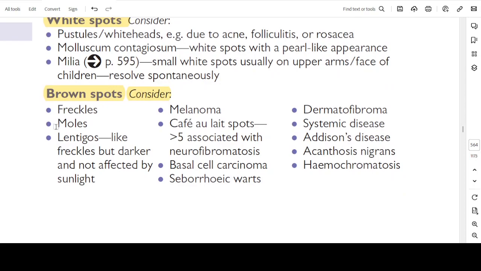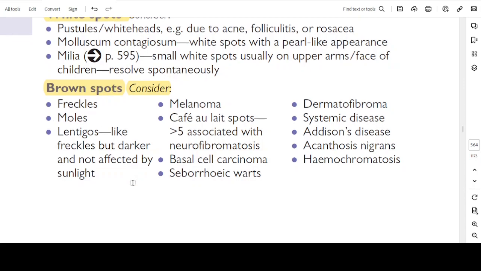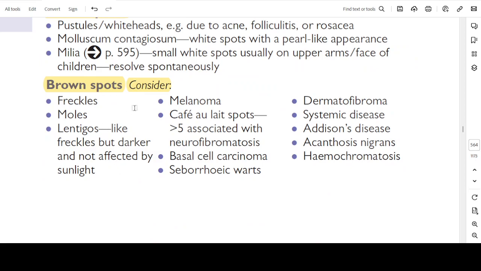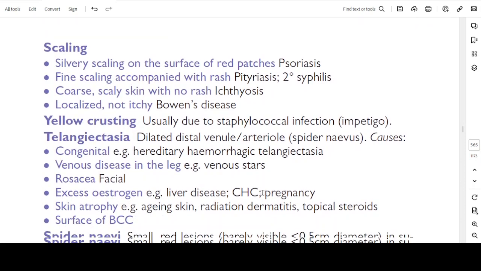Brown spots. Whenever you have brown spots, consider whether it could be freckles, moles, or lentigos, like freckles but darker and not affected by sunlight. Melanoma, café-au-lait spots more than 5 associated with neurofibromatosis, basal cell carcinoma, seborrheic warts, dermatofibroma. Systemic disease: Addison's disease will cause hyperpigmentation of the palmar creases. Acanthosis nigricans, hemochromatosis, again there will be generalized hyperpigmentation.